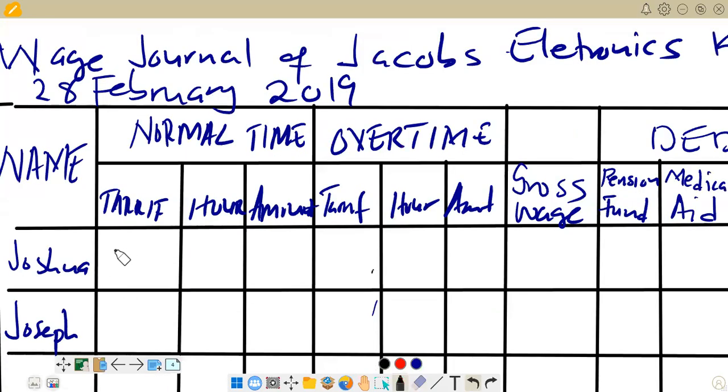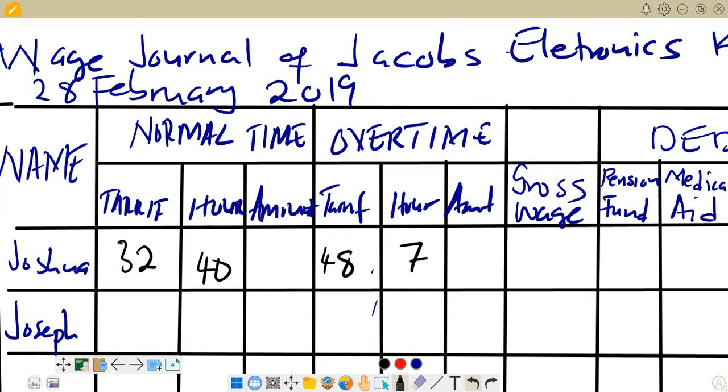Right, on the other section, the tariff for normal for Joshua, remember, we have 32. And then for overtime, that tariff, if you take very well, is 48. Then in terms of number of hours, for normal we said 40. And then the number of hours that we found for overtime was 7. So this is what we have.